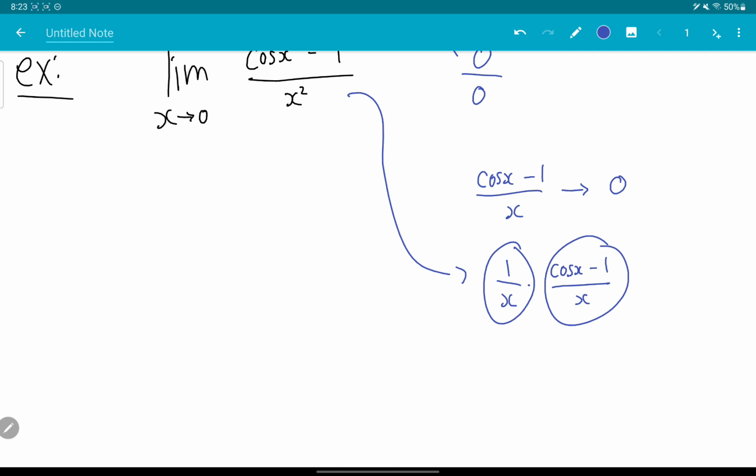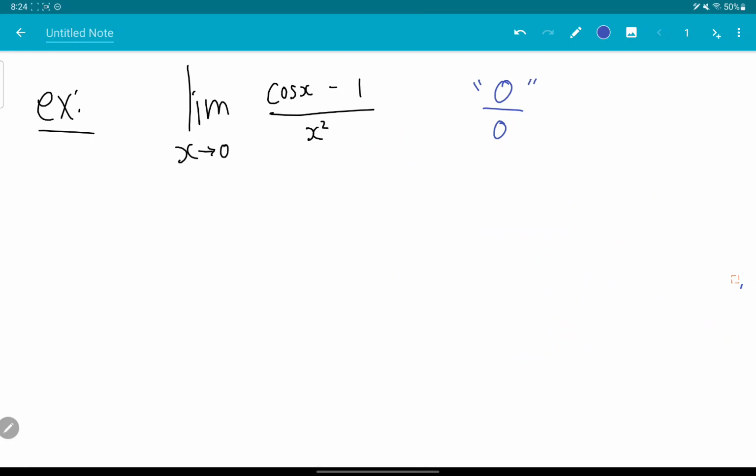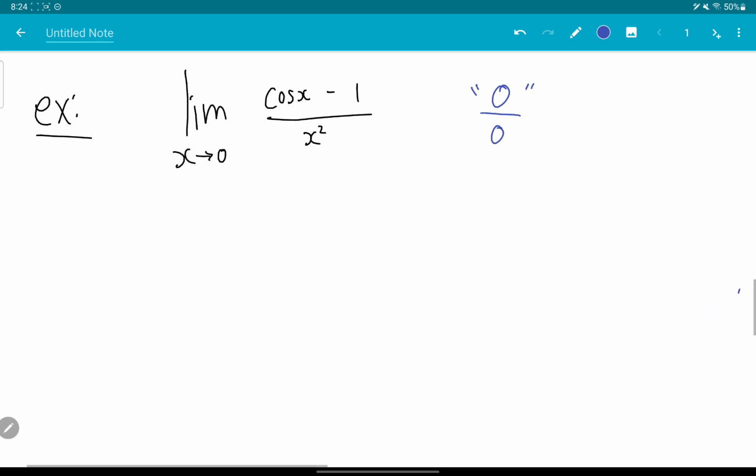So effectively, I still have 0 over 0 here. I haven't really solved my problem by factoring like this. So that was a dead end. I have to do something else here. So, you're probably erasing all that and cursing me now, but such is life.